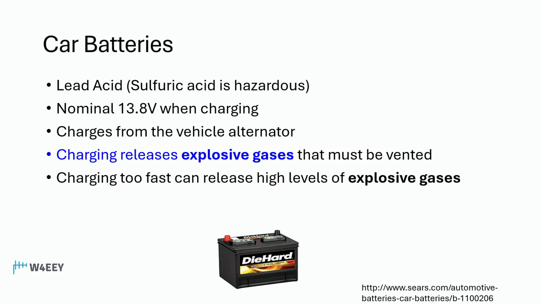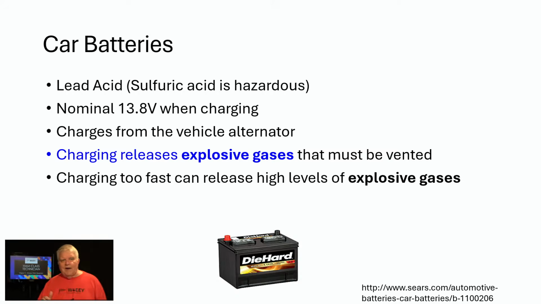All right, car batteries. We're not talking about EVs, but lead acid batteries for normal combustion engines. Nominally 13.8 volts when they're charging. It charges from the vehicle alternator. Did you know that when you're charging a lead acid battery, it releases hydrogen? And hydrogen is flammable, even explosive. So charging too fast can release high levels of hydrogen, an explosive gas. So just keep that in mind, whether you're going to a field day and you're charging batteries or your car.